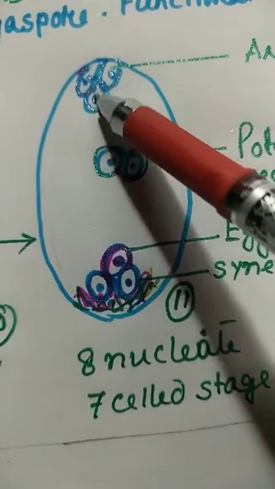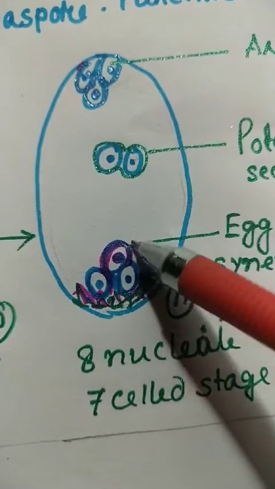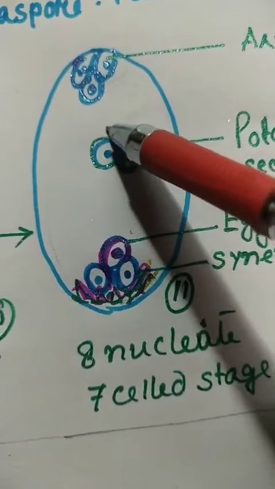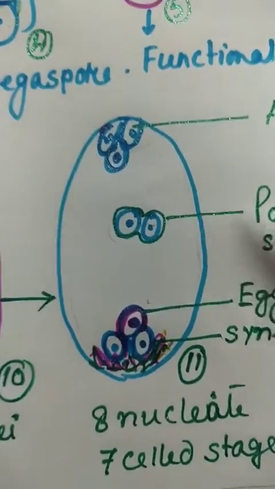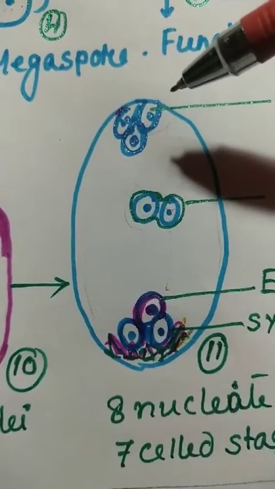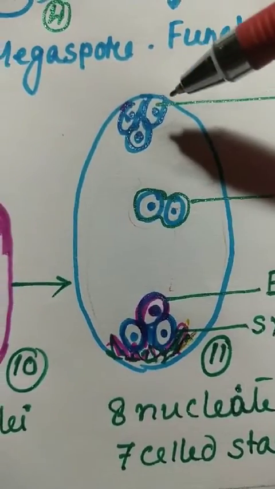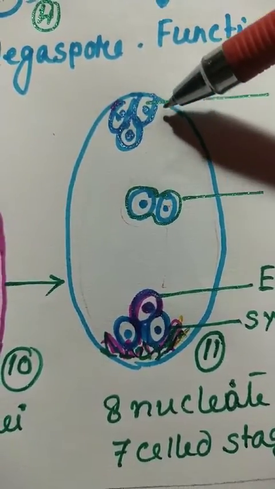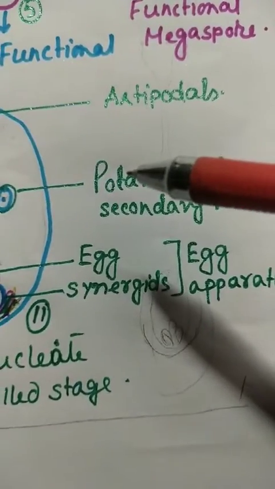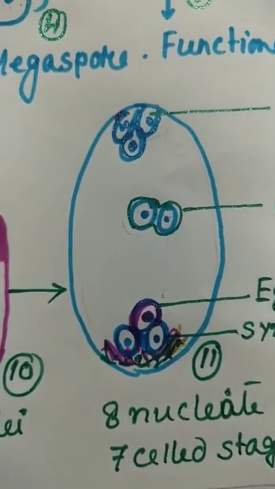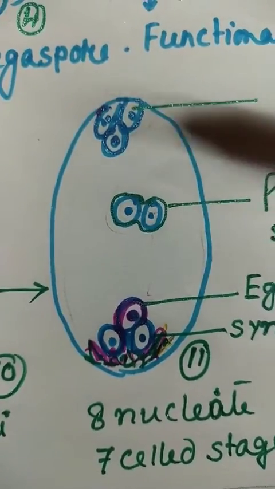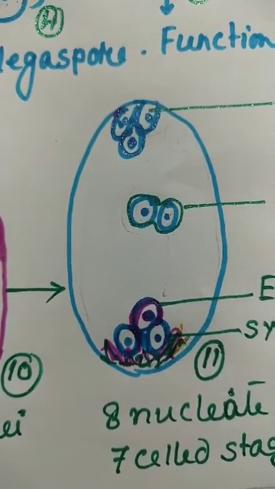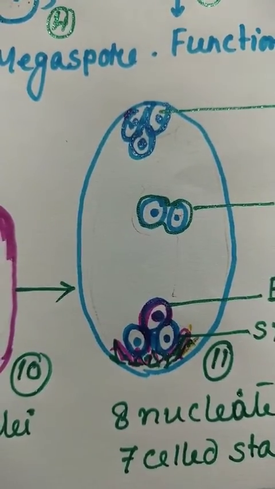This one from here and this one from here, so this is the polar nucleus or secondary nucleus. Then the remaining 3 nuclei at the chalazal end are known as antipodals. You see, these are known as antipodals. These antipodals are vegetative cells and degenerate soon. They become functionless and supply nutrition.